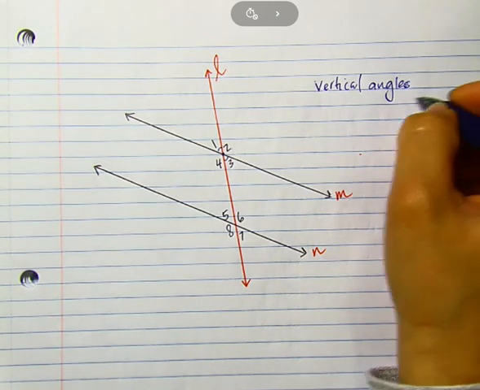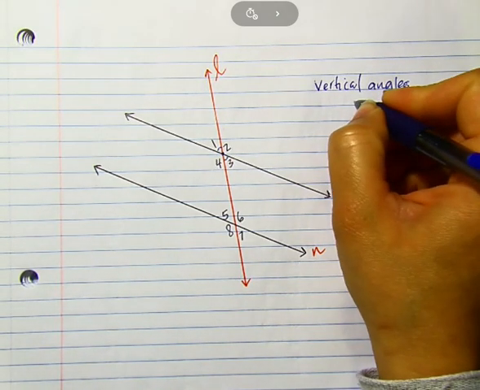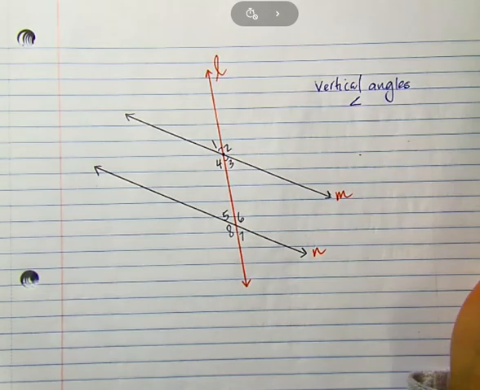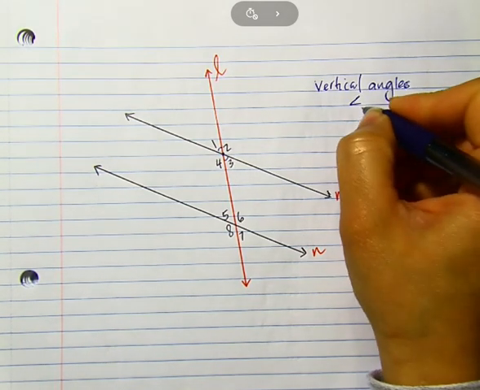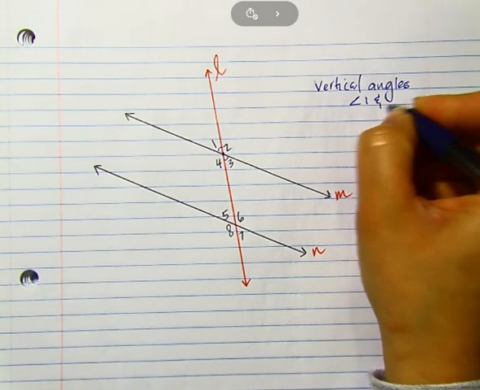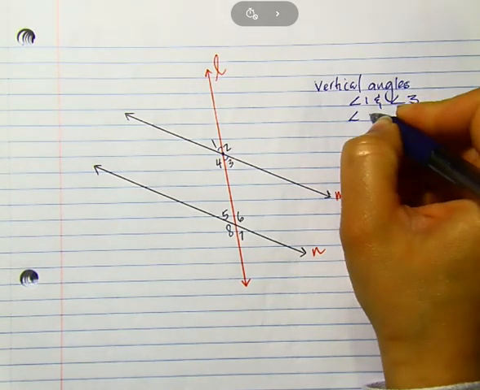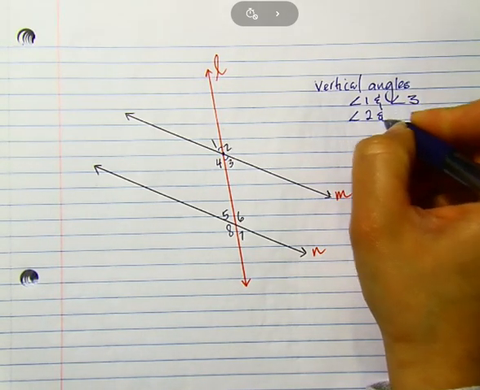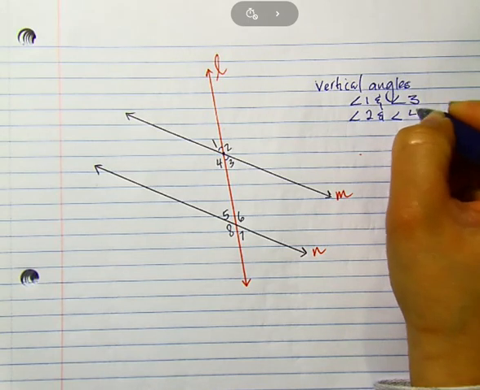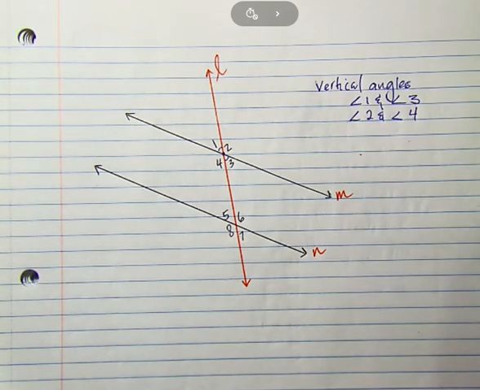So I'm going to go ahead and just name a couple of these. I'm going to go with angle, okay, this is the angle symbol. Angle 1 and angle 3 are vertical angles. Angle 2 and angle 4 are vertical angles as well. Next pair of angles we're going to identify is a little different.